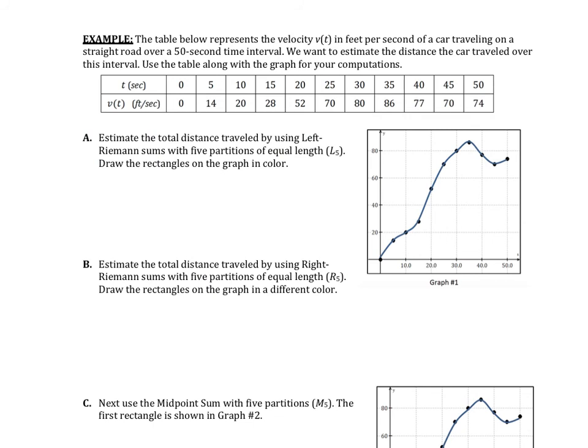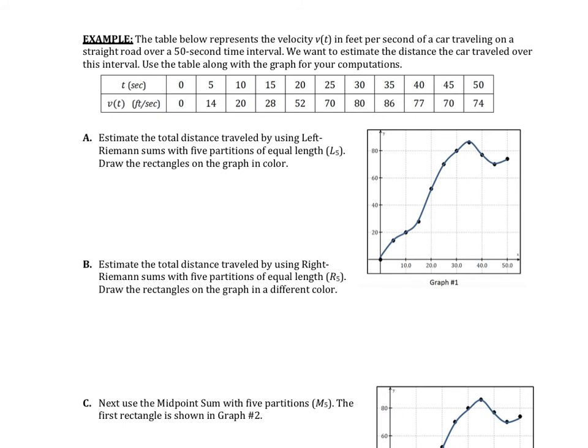Okay, so the table below represents the velocity in feet per second of a car traveling on a straight road over a 50-second time interval. We want to estimate the distance the car traveled over this interval, using the table along with a graph for your computations. So the first thing it says is estimate the total distance traveled by using a left Riemann sum with 5 partitions of equal length. Draw the rectangles on the graph in colors.